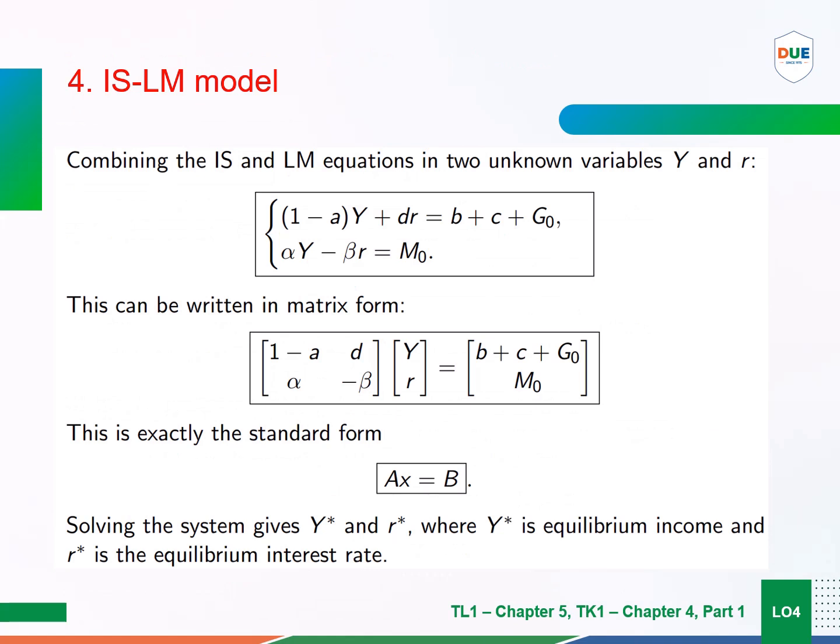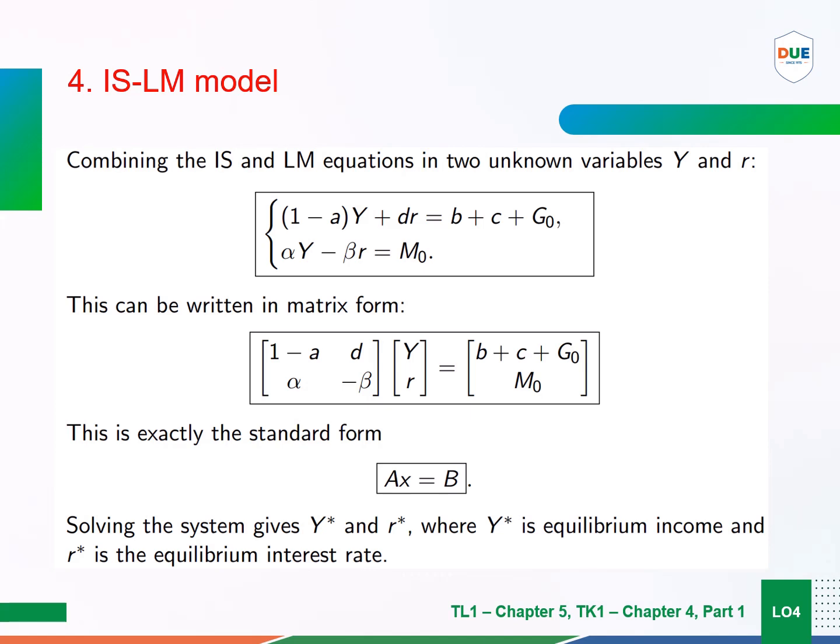We can now combine the IS and LM equations into one system. The first equation represents goods market equilibrium, and the second represents money market equilibrium. Because both equations involve the same two unknowns, Y and R, the system can be written in matrix form. This has exactly the familiar structure: A times x equals b. The unknown vector contains national income and the interest rate.